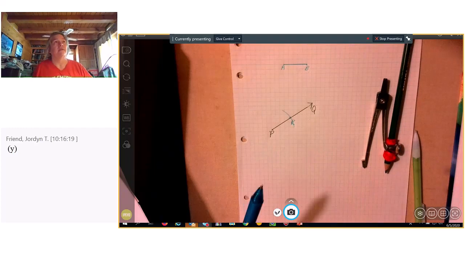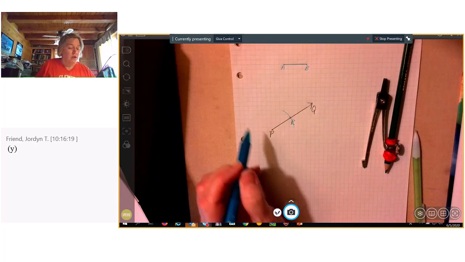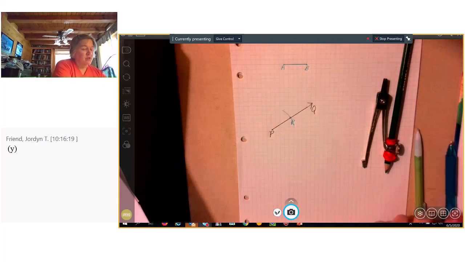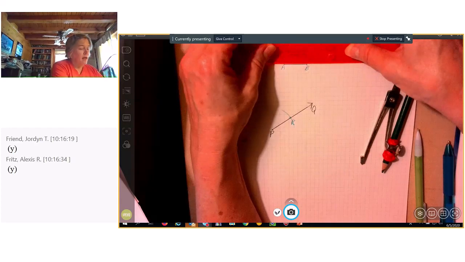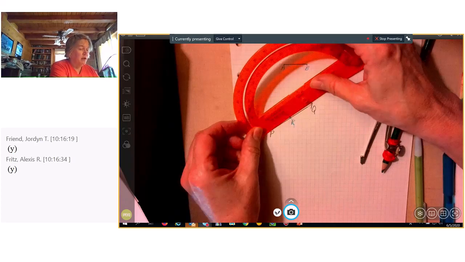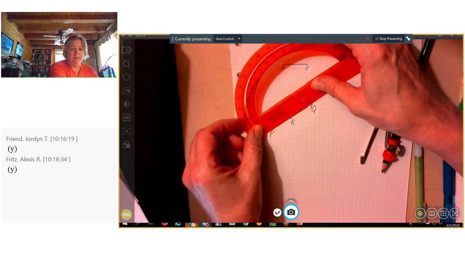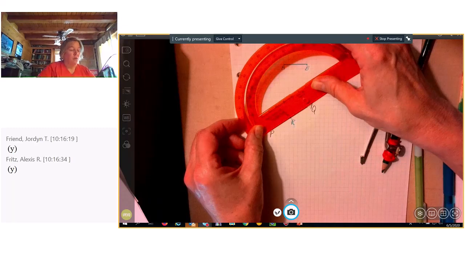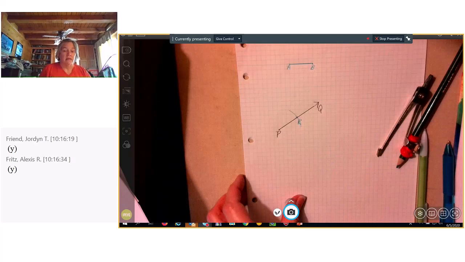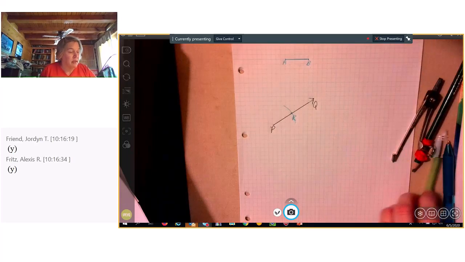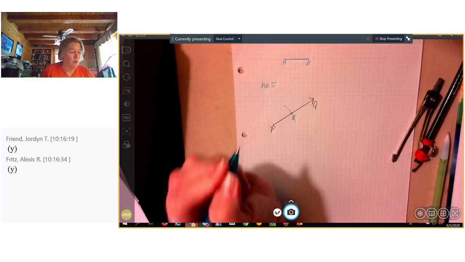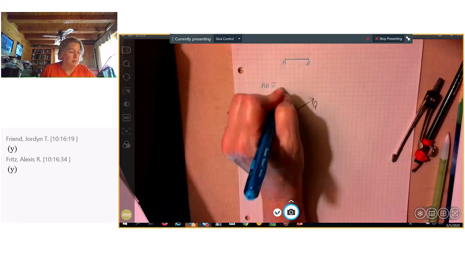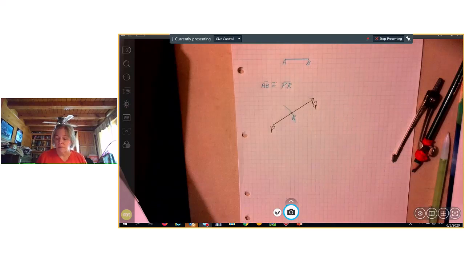Thank you, Jordan. What's happening here is, if you were to take your ruler, and I'm just using the bottom of my protractor, and measure this, it is 1 inch. And I'm measuring PR down here, and it is also 1 inch. So we know that we have actually duplicated these, and we can say that line segment AB is congruent, the equal sign with the little wavy line on top, to line segment PR. And this is how we would show that.